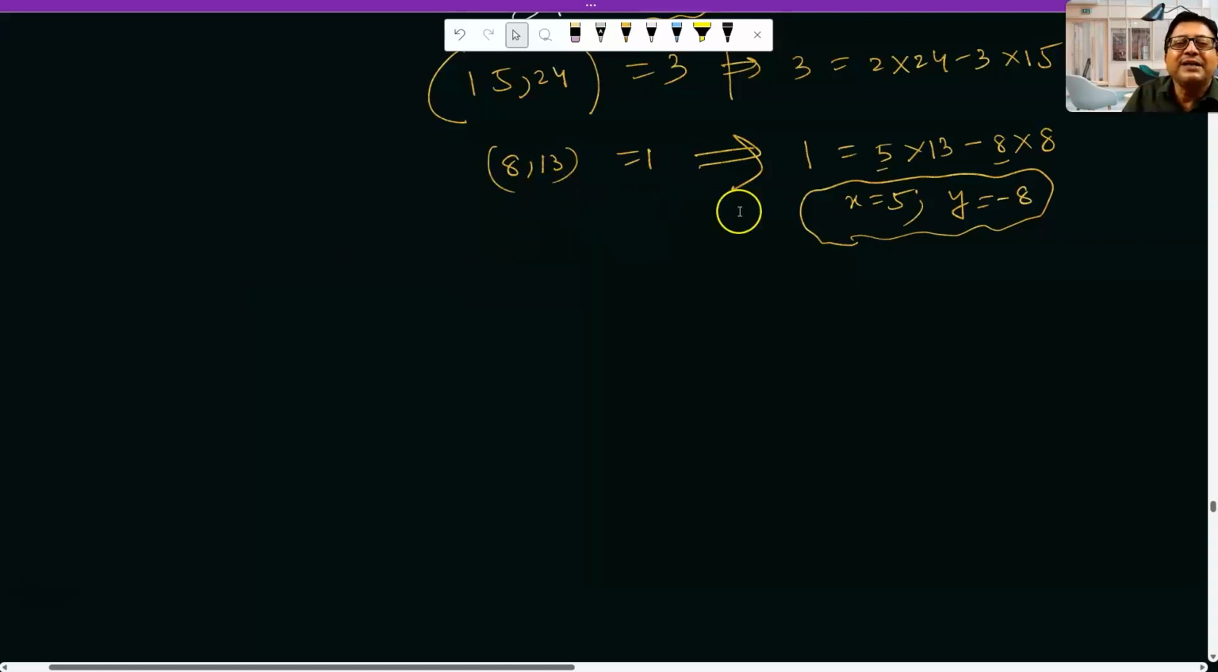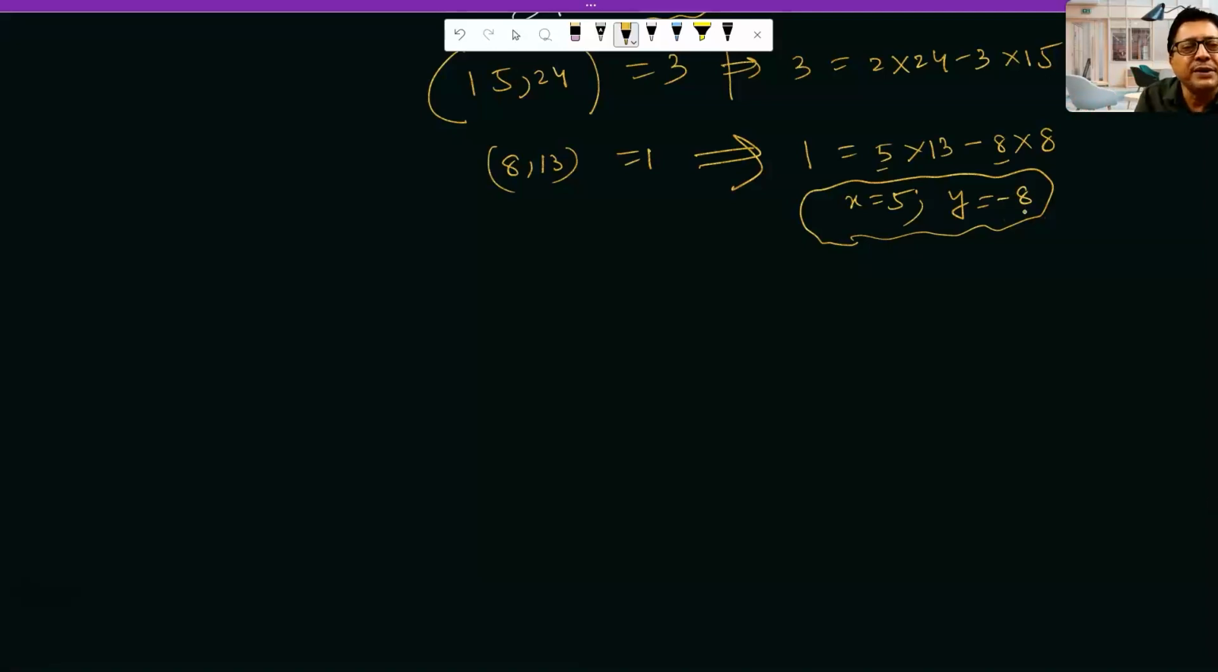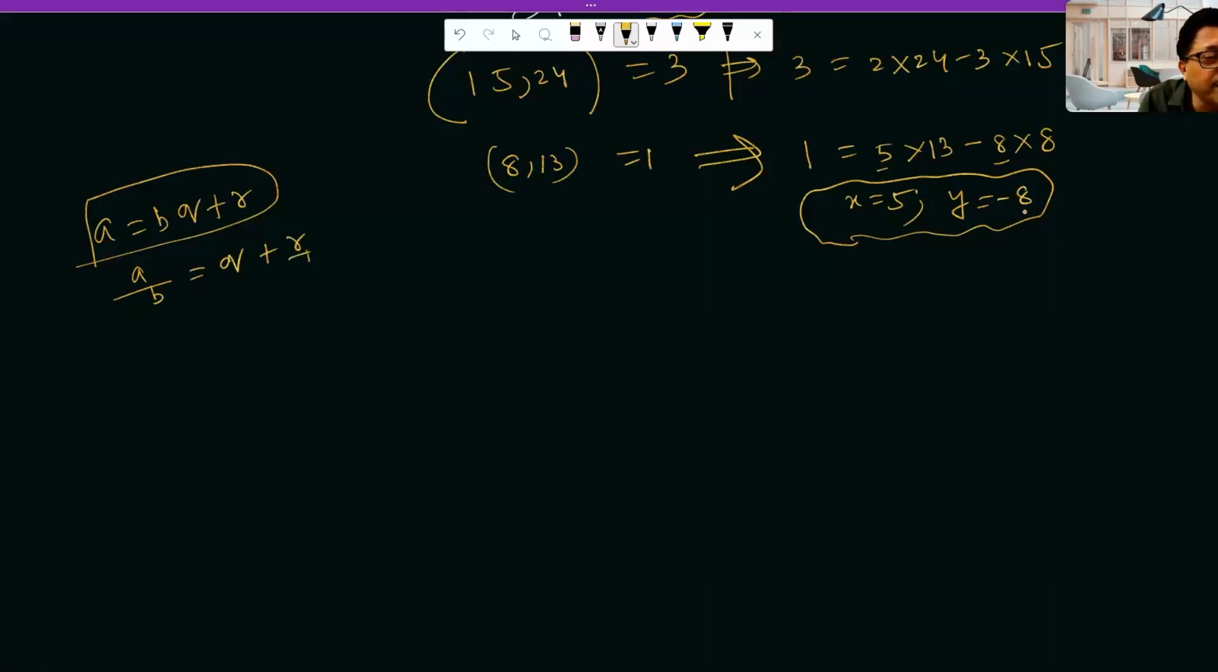With this, 8 and 13, you are saying how 1 can be expressed in this form? Did you memorize it? No. We will go by the simple division process. Let me do it. For 13, I'll just remember this: A equals BQ plus R. When you divide A by B, we write the result in the form Q plus R by B. You agree with me? So for this one, you start writing in this manner.